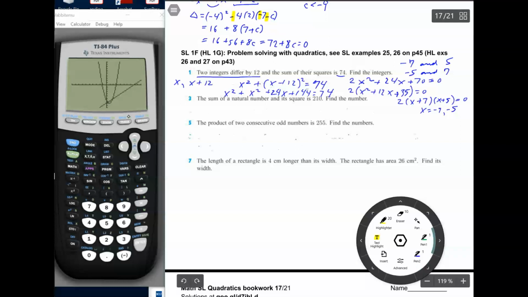The sum of a natural number and its square is 210. A natural number is just a positive whole number. Find the number. Okay, so the sum of a number and its square is 210. We're just going to arrange it as a quadratic, so we're going to subtract 210 on the left side and set it equal to 0.